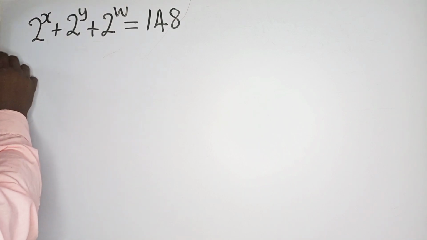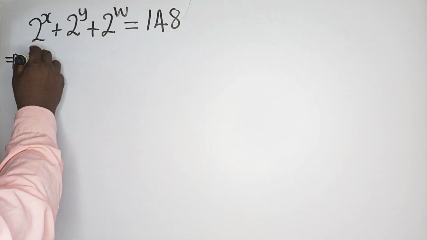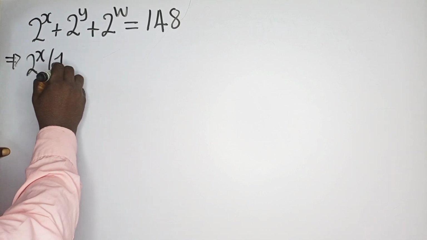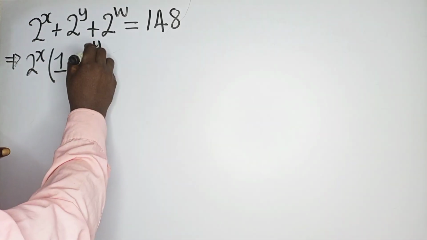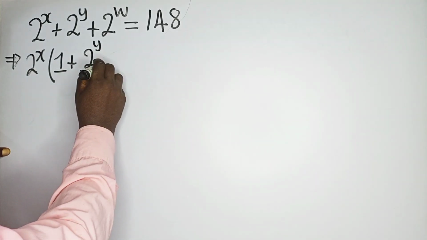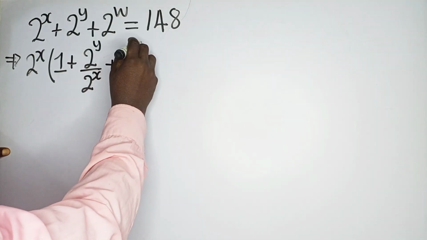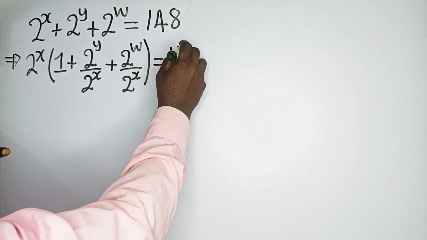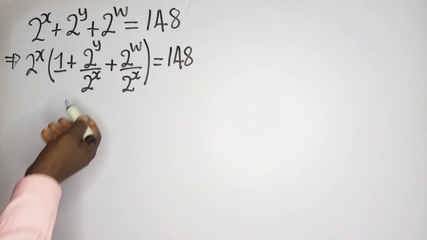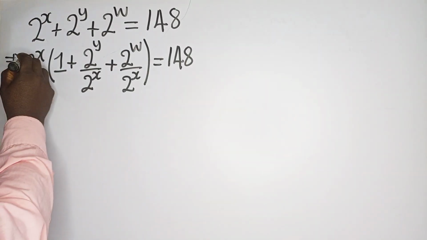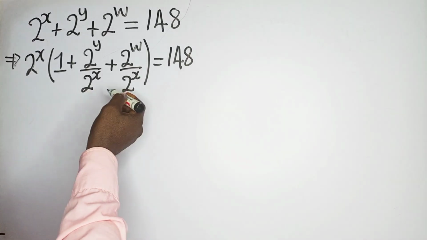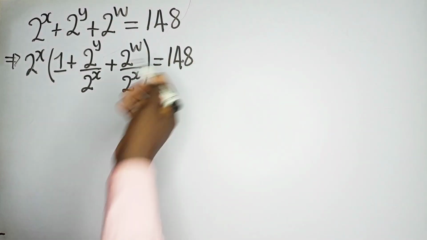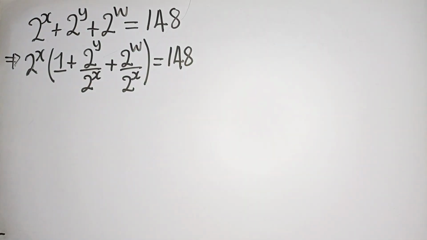All right, factorize out 2 to the x. If we do that, we'll have 2 to the x into, or we'll remove 2 to the x from here, we'll have 1. Then here it will be 2 to the y, all over 2 to the x. Here it will be 2 to the w, all over 2 to the x. All of that is equal to 148. Now, let's look at the expression that we obtain on the left-hand side. The nature of this expression is what we'll also try to create on the right-hand side.